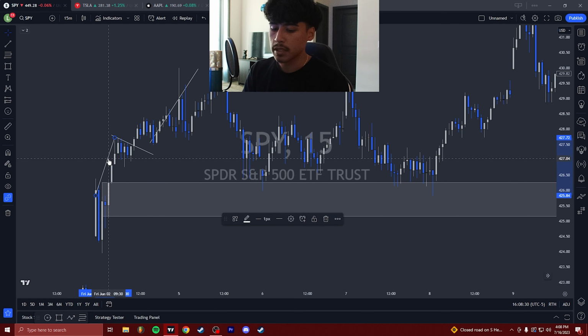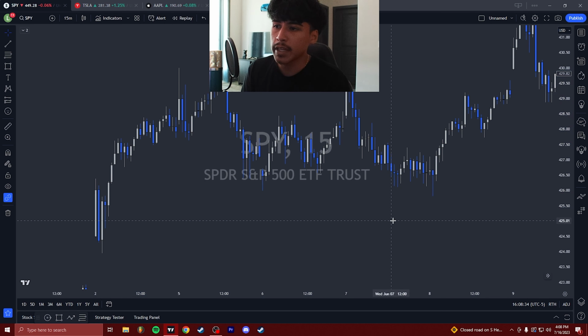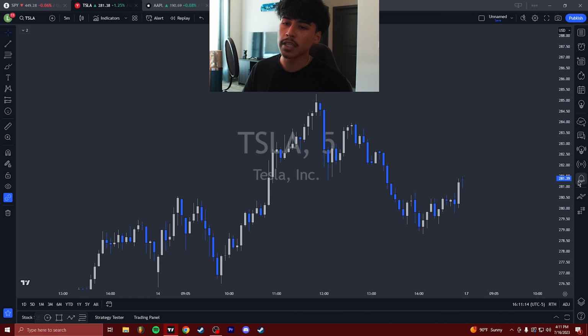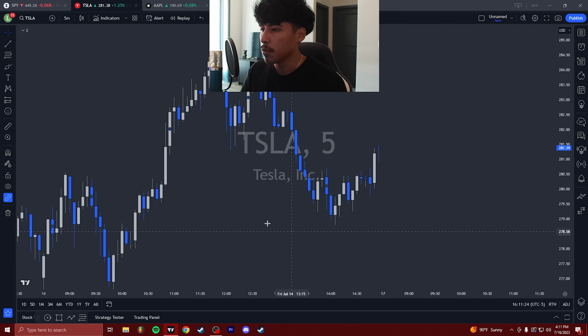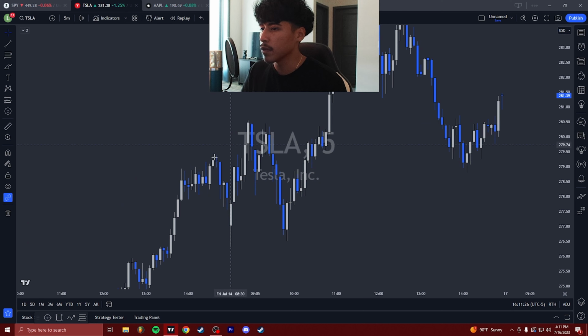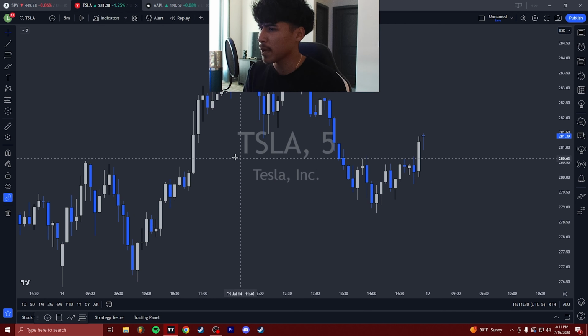That being said, supply and demand can work on any time frame. Now let's look at Tesla on the 5-minute. This is from Friday, July 14th to Monday this week, July 17th. Obviously you have a bunch of consolidation here. A lot of people would say, dang, look at this rally here, but where's the base?